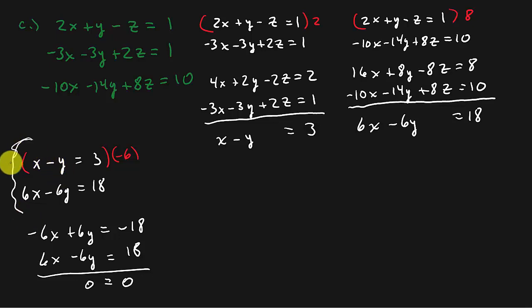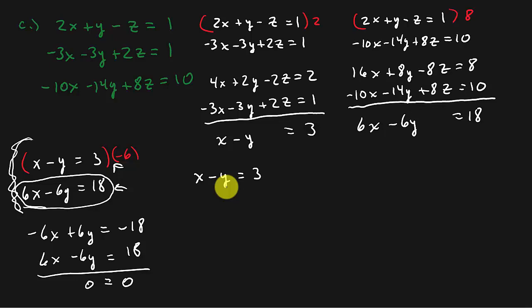I'm going to take one of these equations here and I'm going to solve for one of the variables. Okay, I'm going to take the x minus y equals 3. Look, it doesn't matter which equation you take, they're the same equation. If you divide this one here by 6, you get the first one. So I'm going to take this and solve it for one of the variables. I can solve for x or solve for y. I'm going to solve for y.